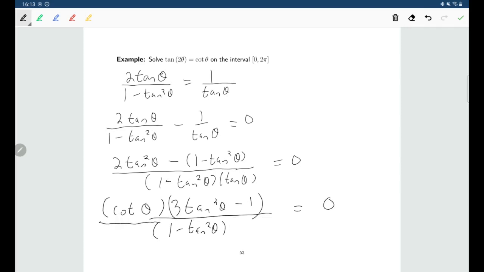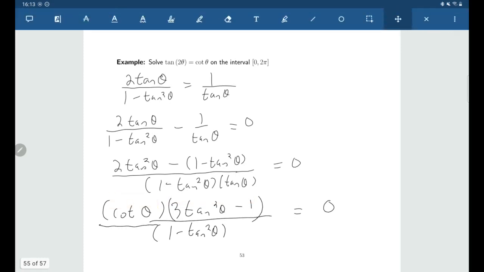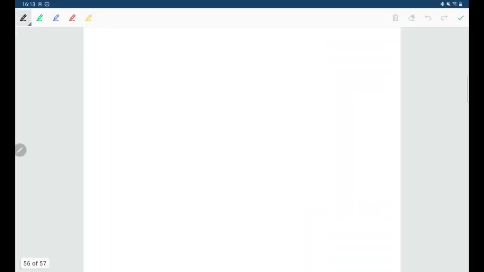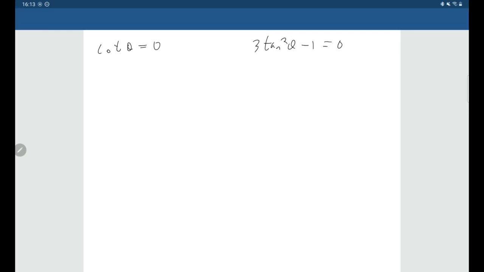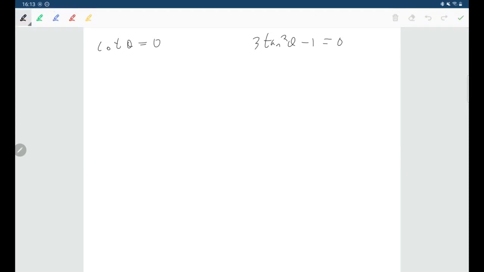So actually, when we're looking at solving for where this fraction is equal to 0, it's not just where 3 tangent squared minus 1 is equal to 0, it will also be where cotangent theta is equal to 0. So we now have two equations that we're going to need to solve. One of them will be where is cotangent theta equal to 0, and then the other one will be where is 3 tangent squared theta minus 1 equal to 0.